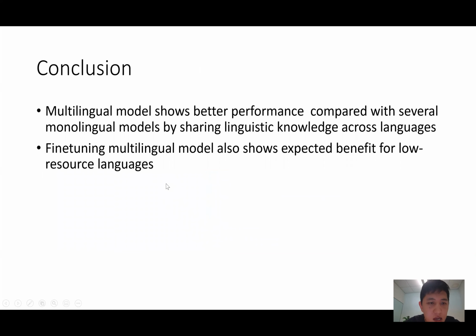Our conclusion: first, the multilingual model shows better performance compared with several monolingual models by sharing linguistic knowledge across languages. And second, fine-tuning the multilingual model also shows the expected benefit for low-resource languages.